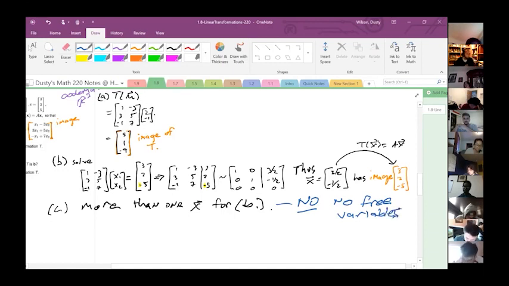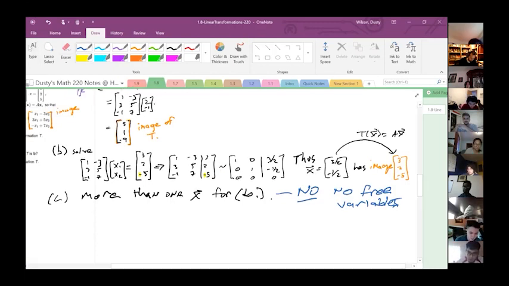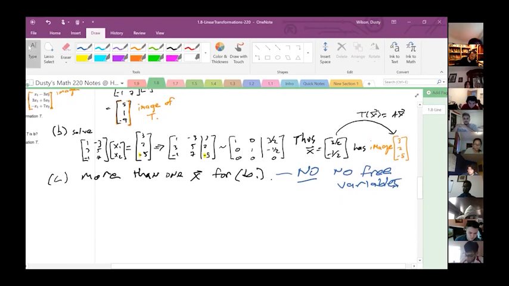Okay. And then in D, we wanted to determine if C is in the range of the transformation. I'm assuming you have your notes in front of you, so I'm just going to continue where I'm at. So is C, which was equal to 3, 2, 5, in the range?